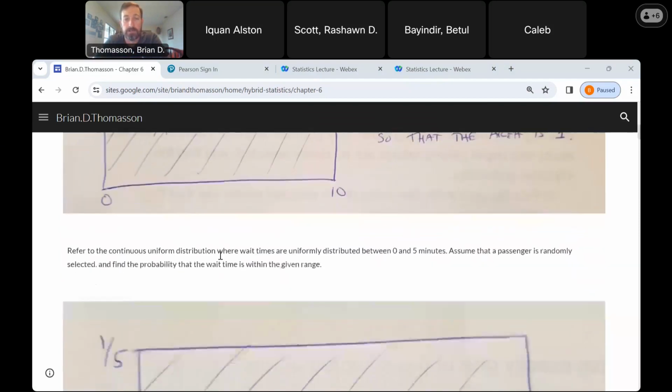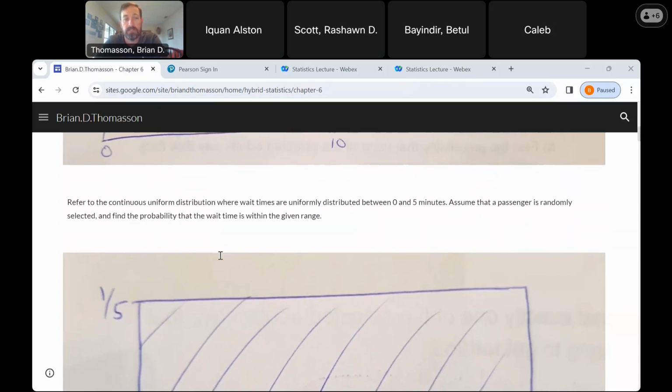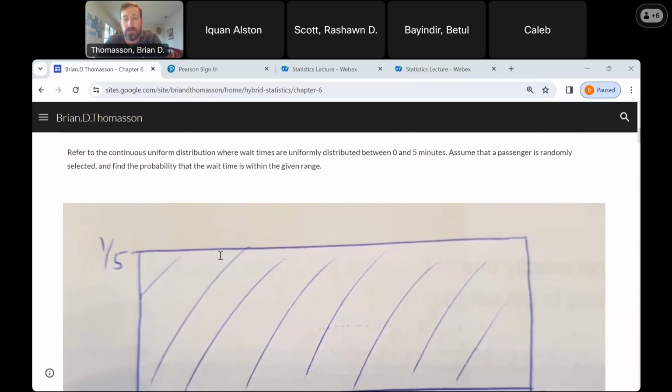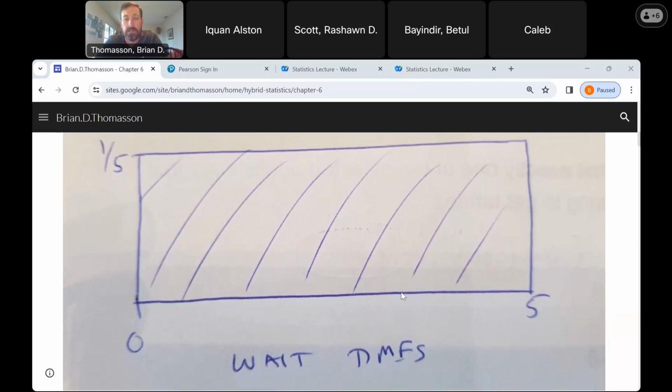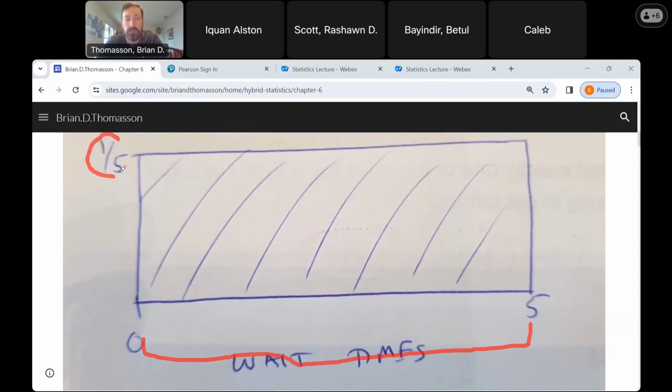So let's see how that works in this next problem. It says refer to the continuous uniform distribution where wait times are uniformly distributed between 0 and 5 minutes. Assuming the patron is randomly selected, find the probability that the wait time is within the given range. In this case, we have these wait times between 0 and 5. So as soon as we have between 0 and 5, we know our height has to be 1/5. That gives us the total area under the curve to be 1, or in this case, a rectangle.